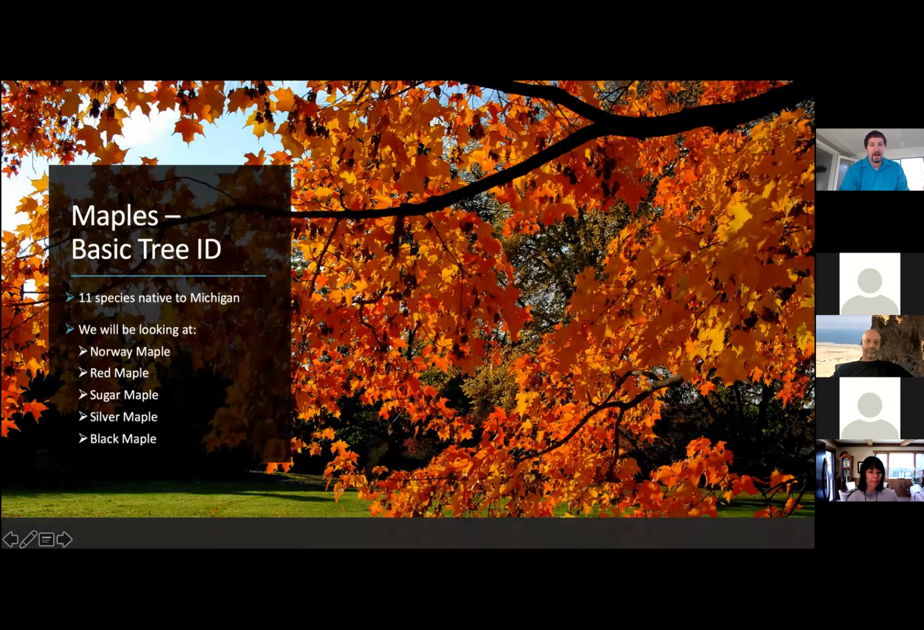So moving on, maples. There are a ton of maples in the state. Maples are a super common street tree. There are a lot of them that are native in Michigan. We have some that aren't necessarily native that people kind of go back and forth between whether or not they want to call them invasive or not. That's kind of a discussion for another time, but today I'd like to focus on 5 species: the Norway, the red, the sugar, the silver, and the black.